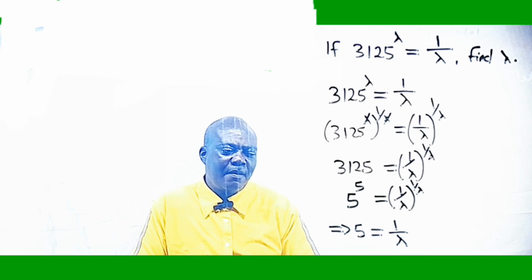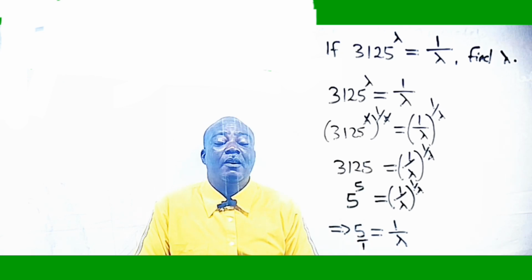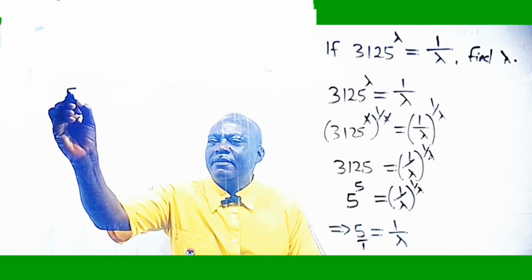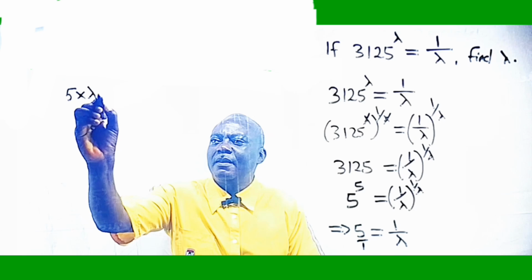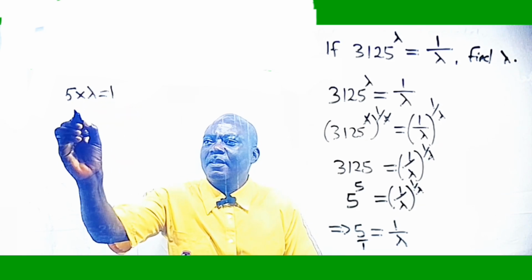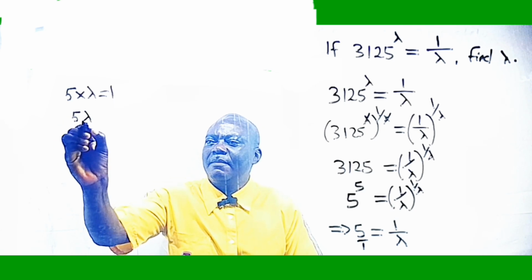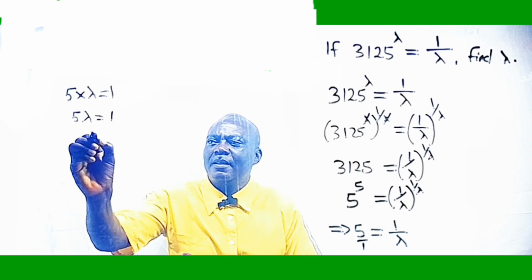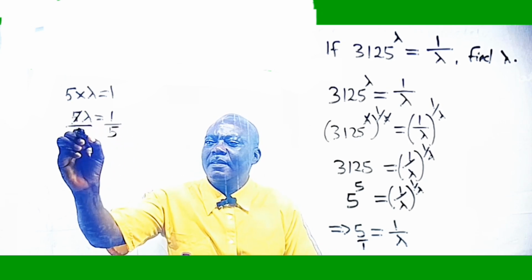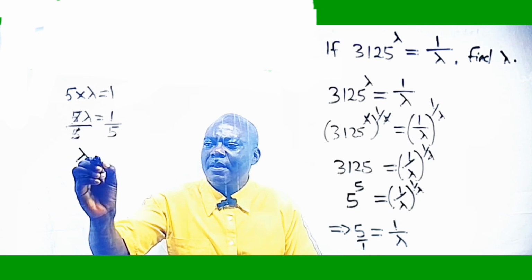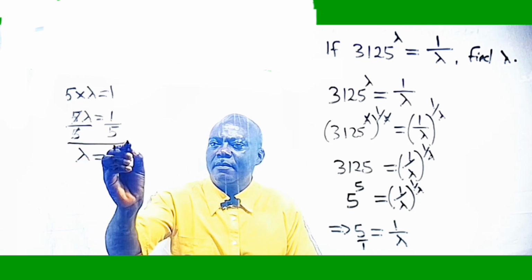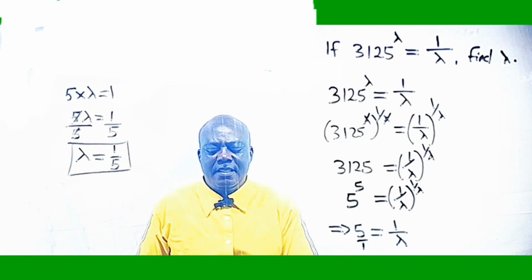So you can just solve now. This one is 5 over 1. So you now cross multiply. You have 5 times lambda equals 1 times 1. So here you have 5 lambda equals 1. Divide both sides by 5. This goes, so lambda equals 1 over 5. And that is the final answer.